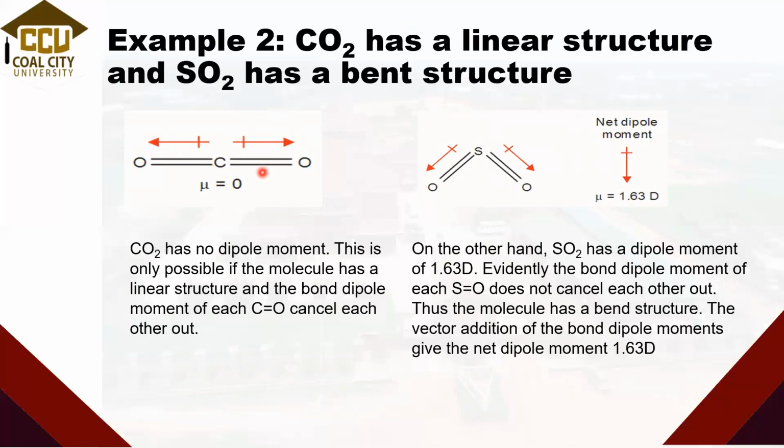If I tell you that CO2 has a dipole moment of 0, automatically you should know that CO2 will be linear and not bent, because for it to have a 0 dipole moment, it means that the only possible molecular structure for it is linear. And as such, the dipole moments of each of the C double bond O bonds cancel each other out. That's why we have 0.